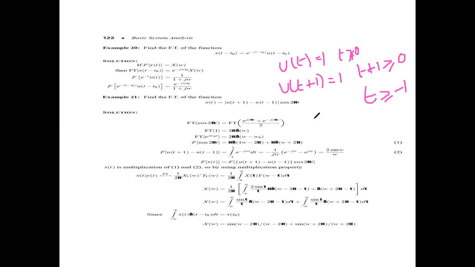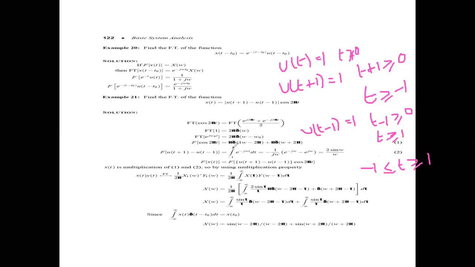Following, my dear students? And for this function, mu of t minus 1 is equal to 1 means t minus 1 is greater than or equal to 0, and t is greater than or equal to 1. So minus 1 less than or equal to t less than or equal to 1. So see here, t is greater than or equal to minus 1 and t is greater than or equal to 1. So it varies in between minus 1 to 1.